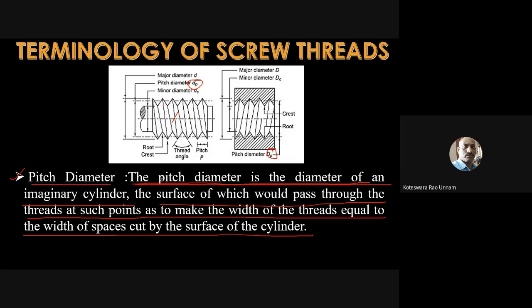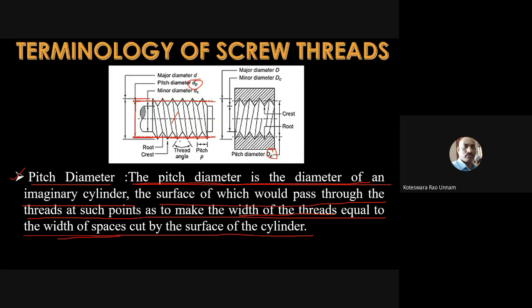So that means here you can see that if you draw the imaginary cylinder for the pitch circle diameter here, if this diameter we'll call it a pitch circle diameter. Here the basic difference is, whatever may be the width here, that width is same. So the surface which passes through the threads at such points makes the width of the threads equal to the width of the spaces cut by the surface of the cylinder. So this is the surface of the cylinder.